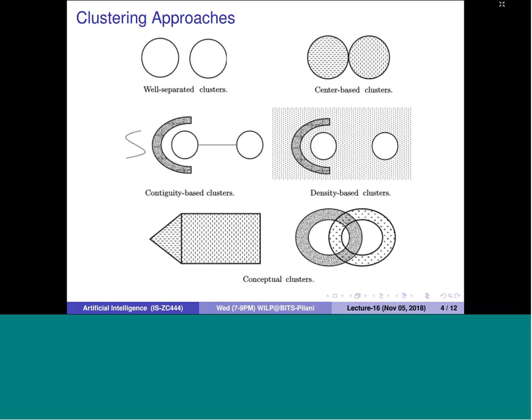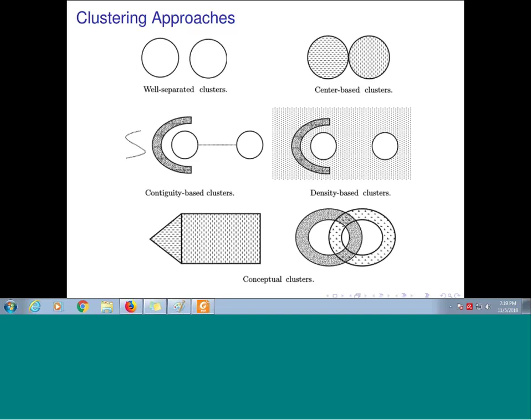It is center-based clustering, and the problem is that for all the data items here, there is a continuity. If the data items are such that there is a continuity, then you may have a problem finding out whether they are in different clusters or not. Then you have to go for center-based clustering.